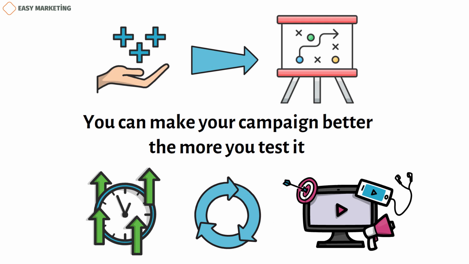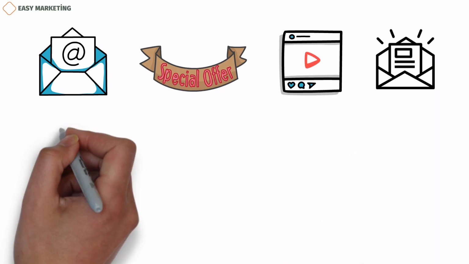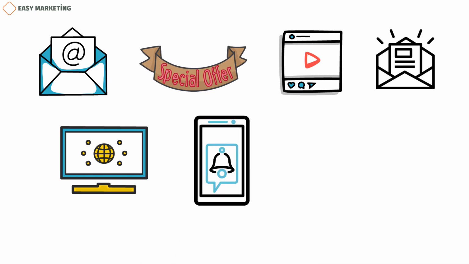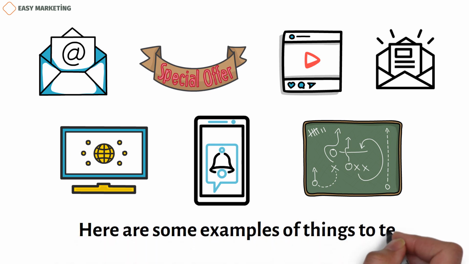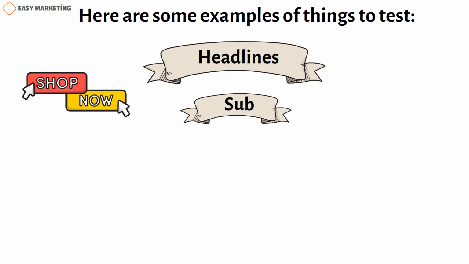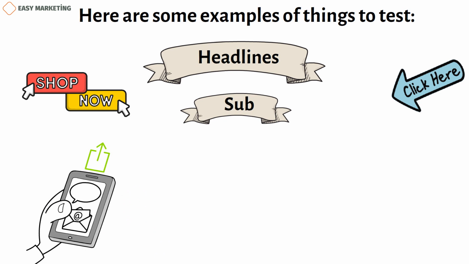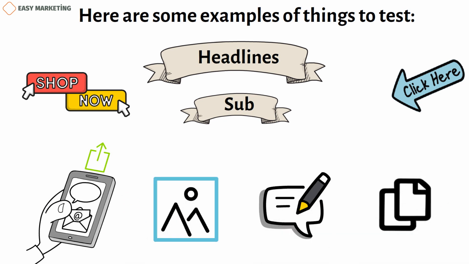Here are some of these channels: marketing emails, banner ads, social media posts, e-newsletters, website pages, mobile advertising, plans for marketing campaigns. You can use A/B testing to find out how well any part of your website affects customer behavior or conversion rates. Here are some examples of things to test: headlines, subheadlines, text to click, button to click, email subject lines, images and graphics, product descriptions, copy for an ad.